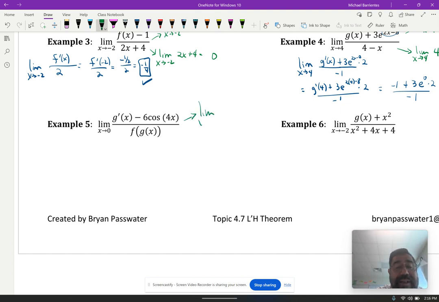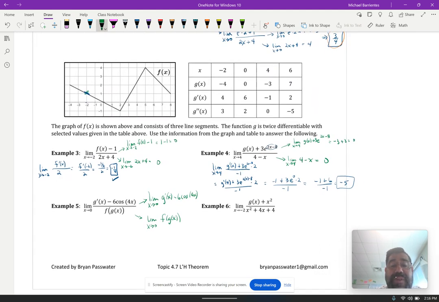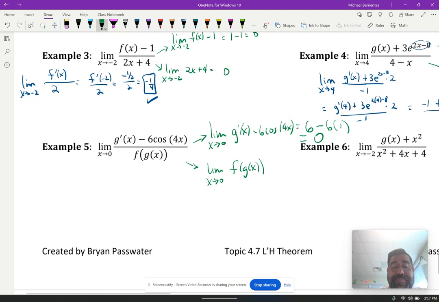But for this, well, we have to check. Does it even qualify? If I take the limit as x approaches 0 of g prime of x minus 6 cosine 4x, do I get 0 or infinity? And if I take the limit as x approaches 0 of f of g of x, do I get 0 or infinity? Let's see. G prime of 0. So I go back. G prime when x equals 0 is 6. So then this is 6 minus 6 times the cosine of 4 times 0. Well, 4 times 0 is 0. Cosine of 0 is 1. So then I get this, and that indeed gives me a 0 in the numerator.